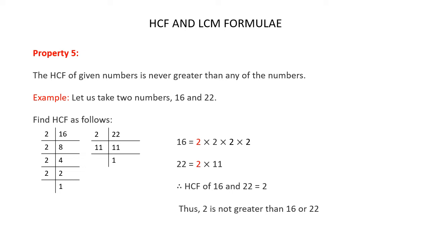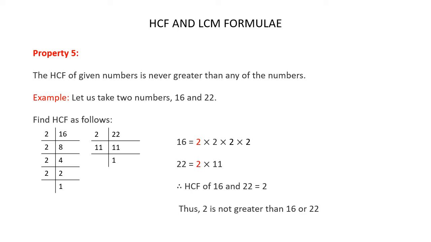Property 5. The HCF of given numbers is never greater than any of the numbers. Let's check if this is correct by considering two numbers 16 and 22. First, let's find the HCF of 16 and 22 by prime factorization method.